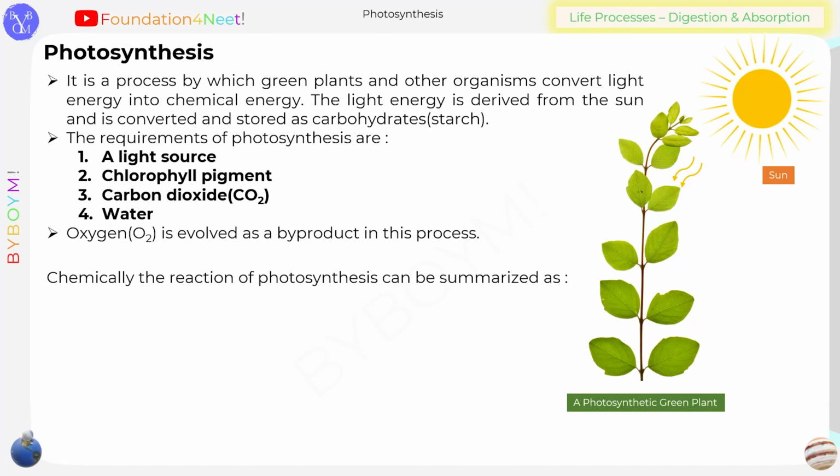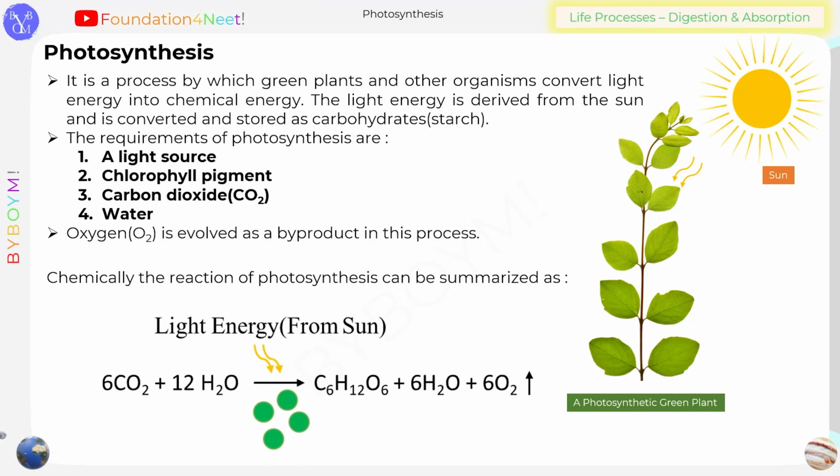Let us see how. Chemically, the reaction of photosynthesis can be summarized as follows. They are saying it is summarized because this is not a chemical reaction in a single step. That means this is a multi-step reaction, but we have summarized it for the sake of convenience. 6 molecules of carbon dioxide and 12 molecules of water are utilized along with light energy from the sun in the chloroplast to produce 1 molecule of glucose, and 6 molecules of water and 6 molecules of oxygen are evolved.